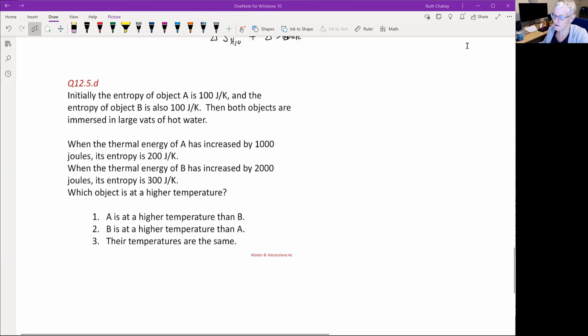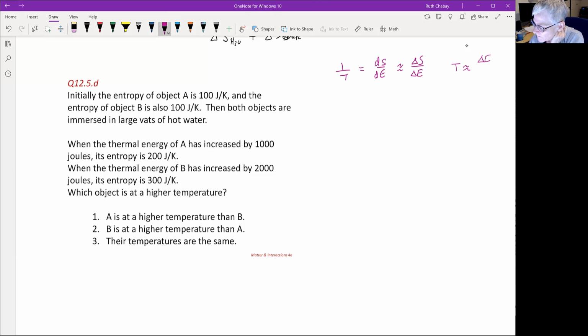This is just a case where you have to apply a definition. Remember that 1 over temperature is dS/dE, so 1 over temperature is approximately delta S over delta E, change in entropy over change in energy. So temperature is approximately change in energy over change in entropy. So let's just calculate these.